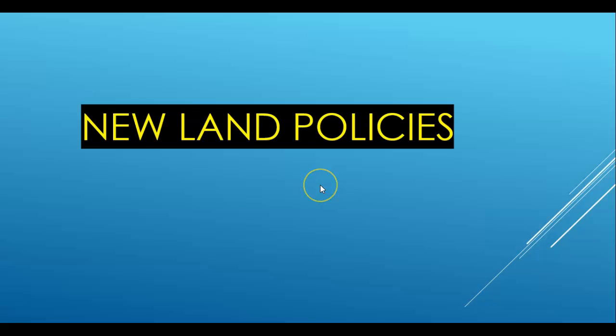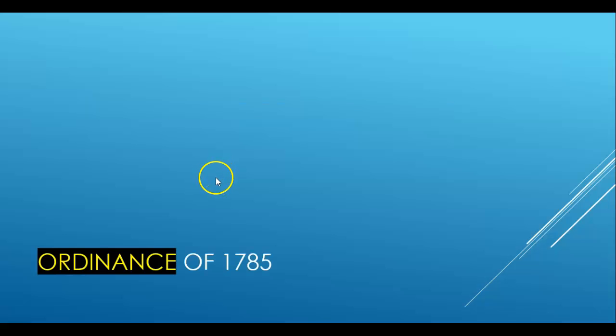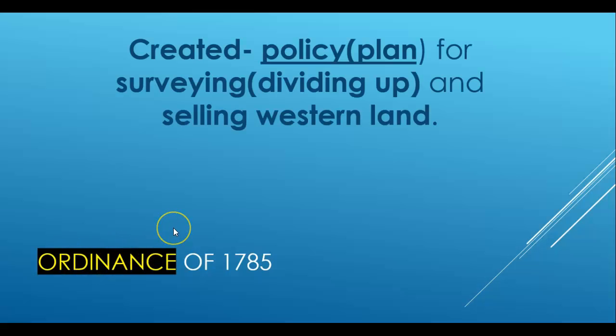So let's talk about new land policies, because that's the one thing that the government had to deal with and actually did an okay job with, was all that extra land that we as the Americans received at the end of the American Revolution. So the first one is called the Ordinance of 1785. The reason why I have this highlighted is that you have to understand some new words. Ordinance is just a big word for law. And so what this law did is it created a policy, a plan for surveying and dividing up land in the West.